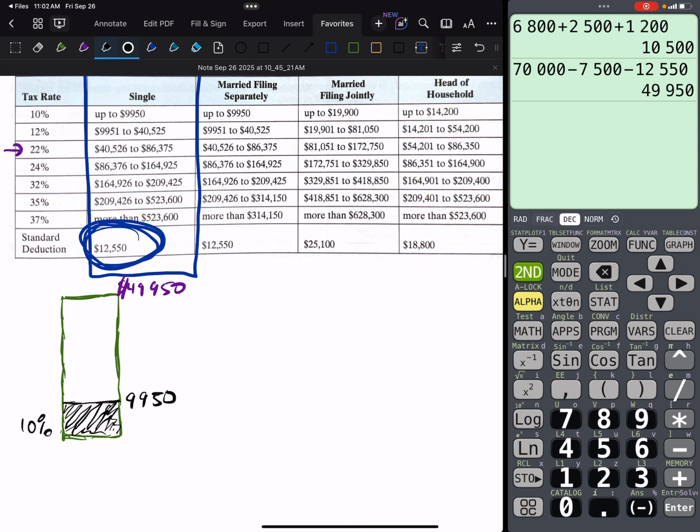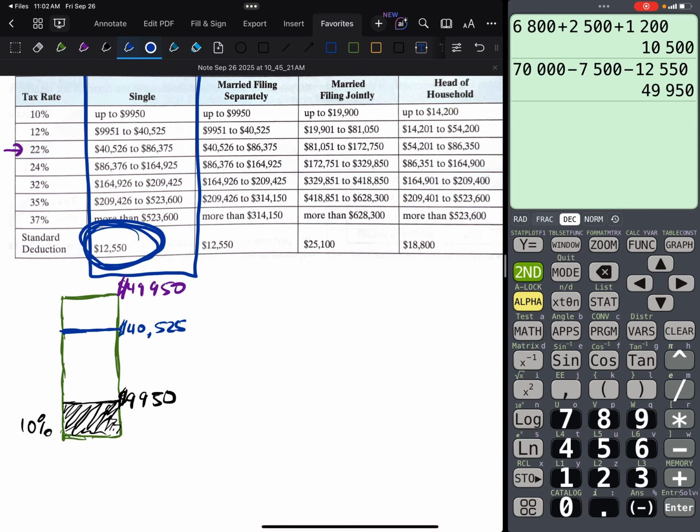Okay, now somewhere about 4/5 of the way up here, I want to put another bar. And I want to call that bar $40,525. We're talking about dollars, we should put a dollar sign in.